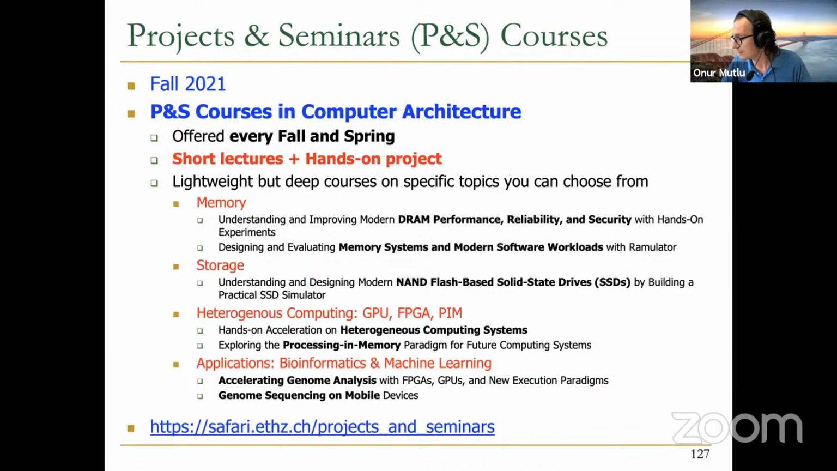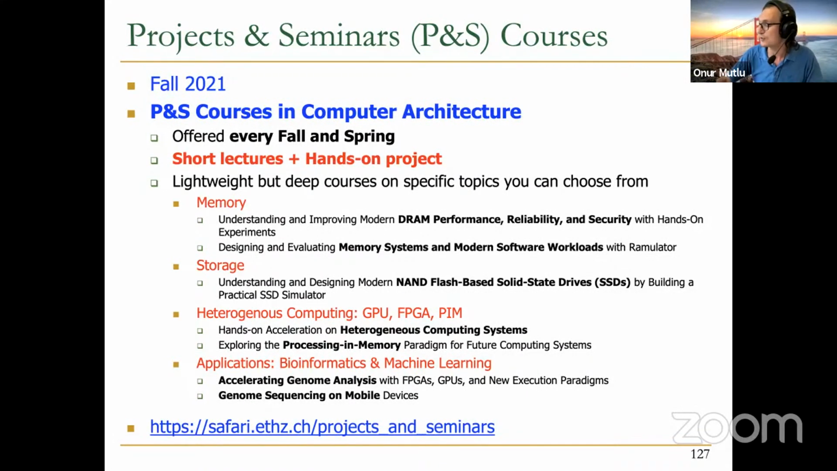So there's one question: aren't the P&S courses only for ETH students? From my perspective, no. I don't think there's anything that limits that. So if you have a problem registering, just let me know. I'm happy to take students from any department, because I think in the end it's a learning experience.